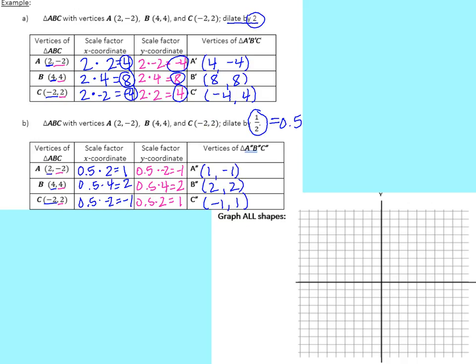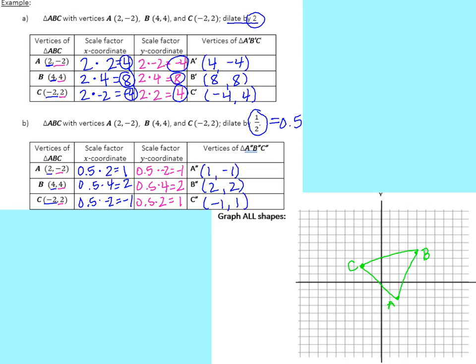So I'm going to start off by graphing our original shape, and that was shape ABC. Point A was at 2, -2. Point B was at 4, 4. And point C was at -2, 2. Once you have that, that's your original shape, I would draw that in one color.